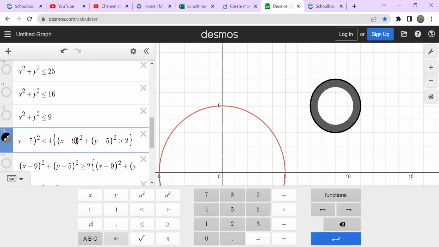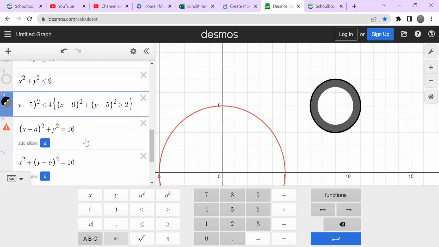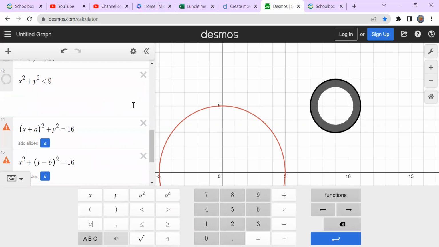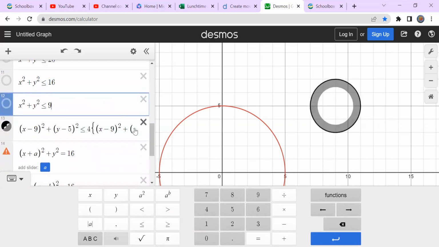I've got the same similar triangle, same centers, so minus 9, minus 5. So it has a center of 9, 5. This has a radius of the square root of 2. And I've made it a bit smaller. And what I've done is I've put a circle on the inside of that, and I've said shade the outside of that. And so if I actually want to see that circle, oops, Control Z is your friend.